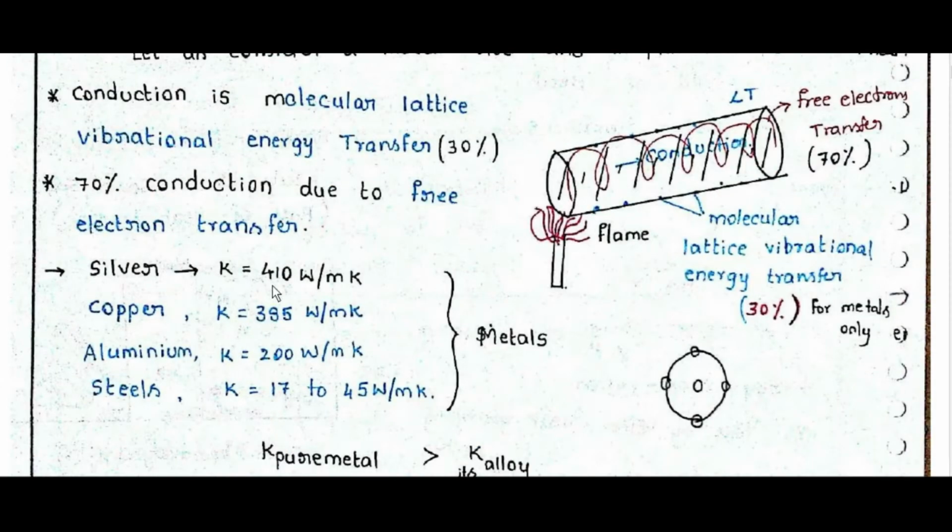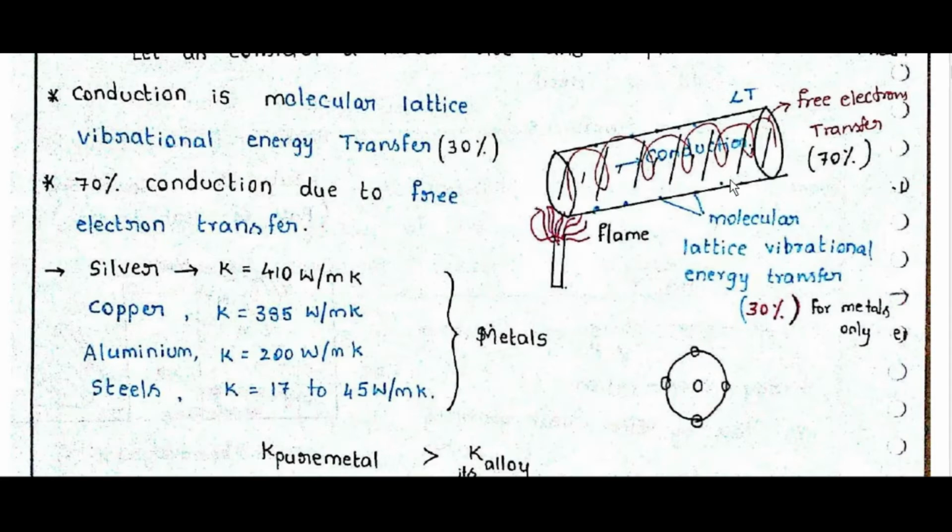Silver, K is equal to 410 watt per meter Kelvin. Copper, K is equal to 385 watt per meter Kelvin. Aluminium, K is 200 watt per meter Kelvin. Steel, K is 17 to 45 watt per meter Kelvin. In metals, molecular lattice vibration energy transfer is 30%, and free electron transfer is 70%.